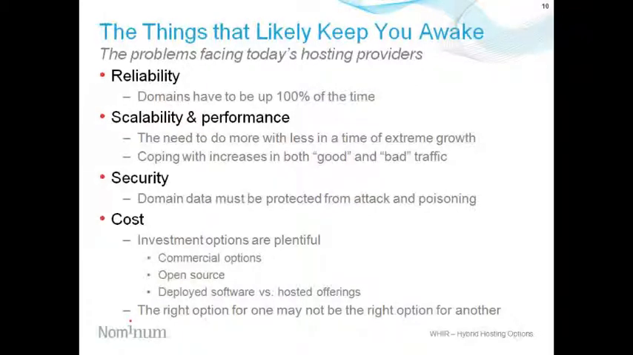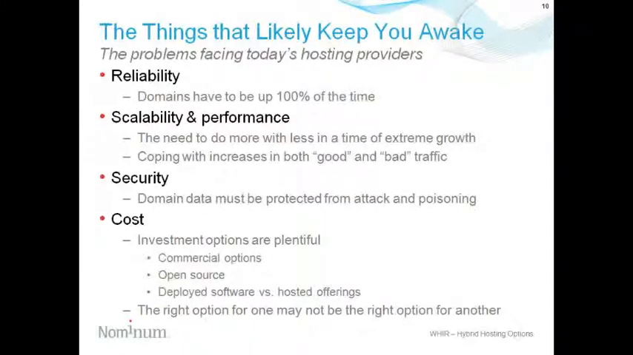The domains you're hosting must be protected, not just from attack from denial of service, but also cache poisoning, a very big problem. A big problem that's been getting a lot of press over the last number of years and will continue to do so. And finally, the cost.